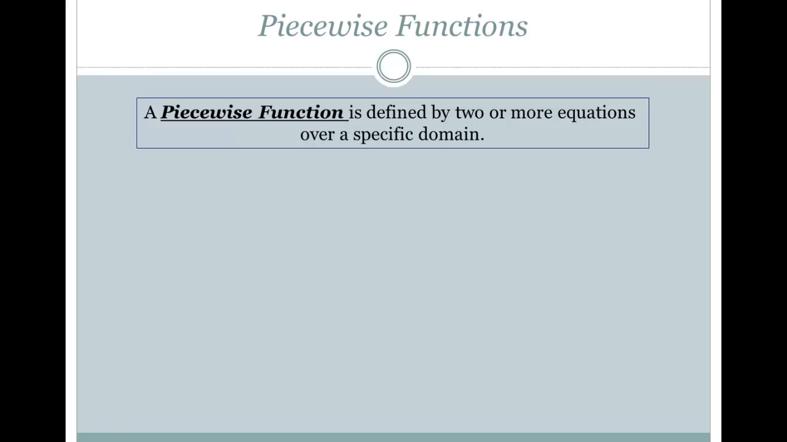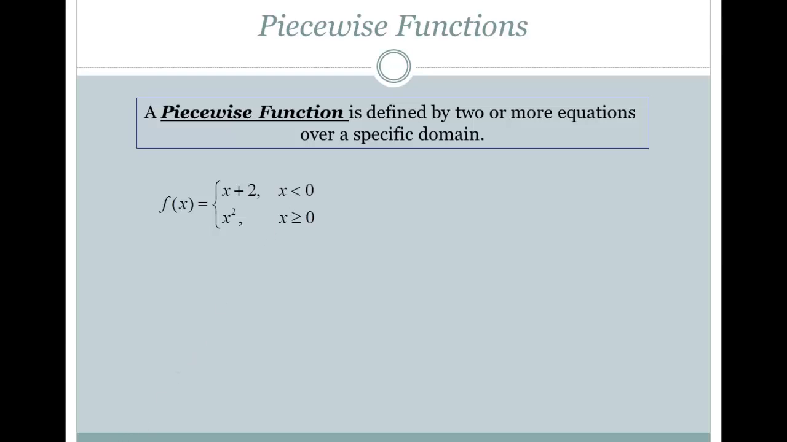But a piecewise function is defined by two or more equations over a specific domain. Basically what it looks like is this. And I have two parts to this function. This part here I use when x is less than 0. And this bottom part here I use when x is greater than 0. Okay, that's that simple. This is a piecewise function. It has two different definitions depending upon where I am in the domain.